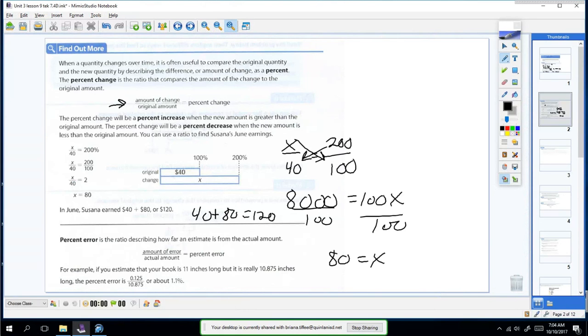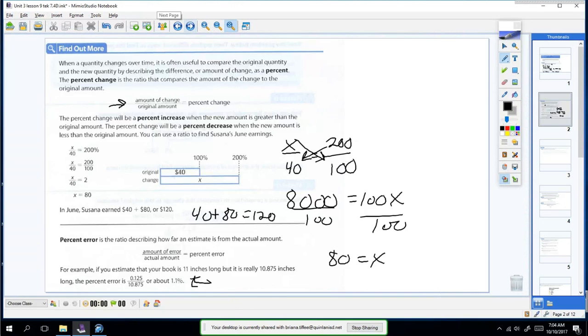Percent error is the ratio describing how far an estimate is from the actual amount. For example, if you estimate that the book is 11 inches long, but it really is 10.875 inches long, the percent error is 0.125 over the actual amount, or about 1.1%. And we'll get more into these examples later on in the lesson.